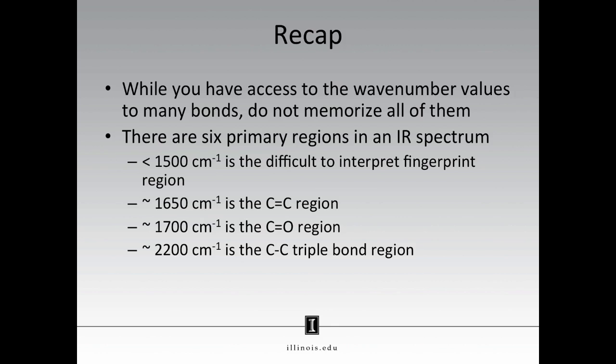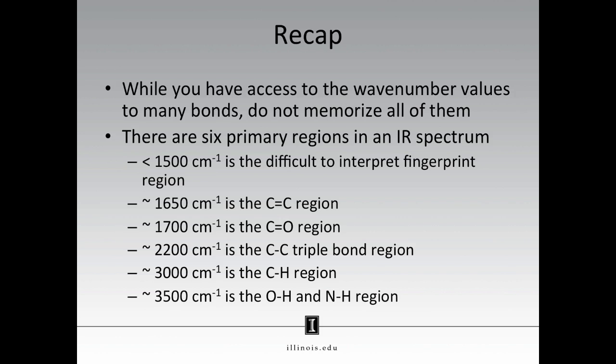Now remember, the CC triple bond stretch might not appear or might be very weak if the bond is too symmetric, so always be careful when working in this region. CH bonds appear around 3000 wave numbers, and you know that the type of CH bond determines where it appears. CH bonds that are sp3 hybridized are below 3000, CH bonds that are sp2 hybridized are above 3000. And finally, OH bonds and NH bonds tend to appear at around 3500 wave numbers. They also tend to be shaped differently than most other stretches.